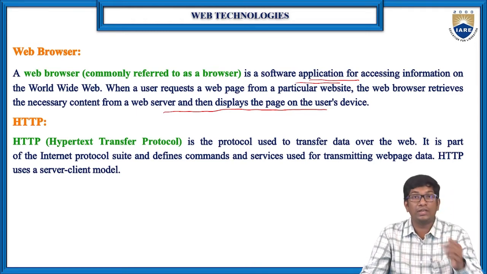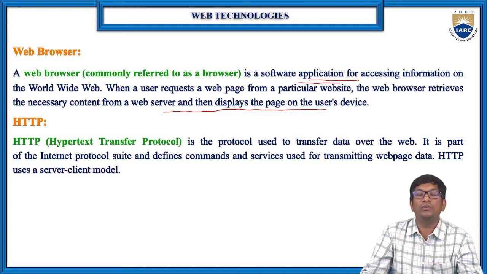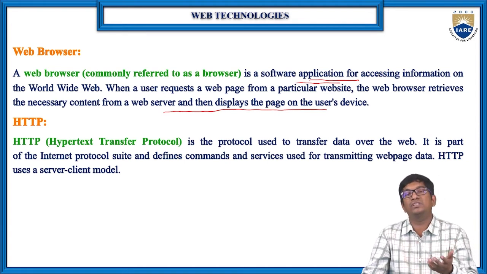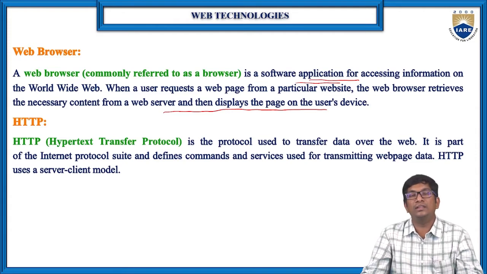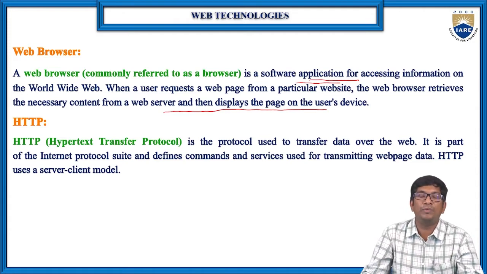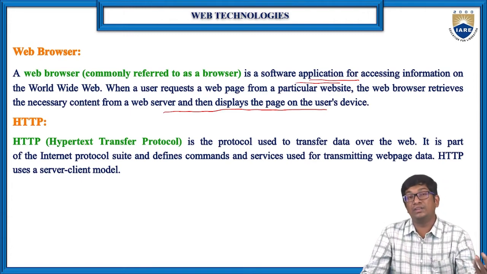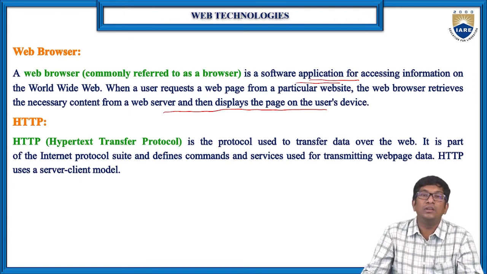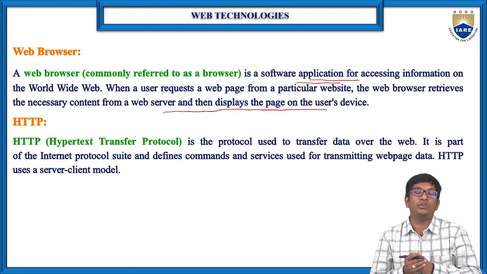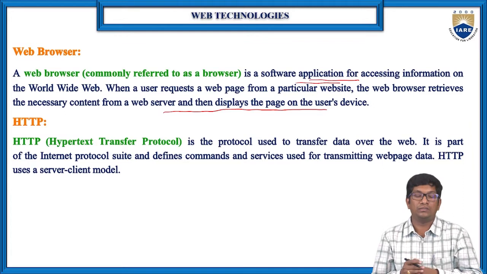Okay, suppose you want to get some information about JNTU. You have to type www.jntuh.ac.in. Then you'll get the information about JNTU. Like that, if you want to get any information about a particular organization, particular hospitals, or reservation details, you have to type their URL in the web browser. Then you'll get the information based on your requirement.